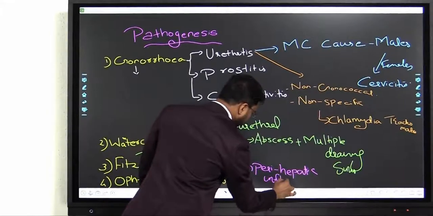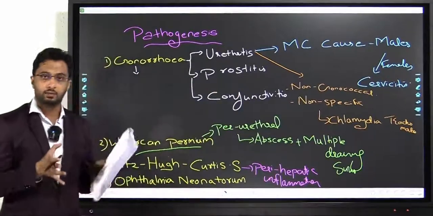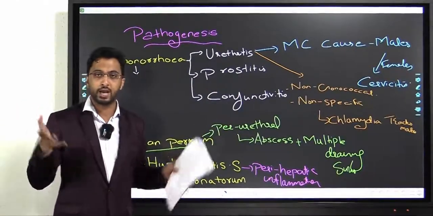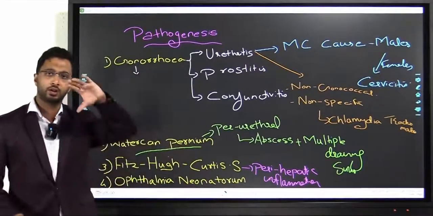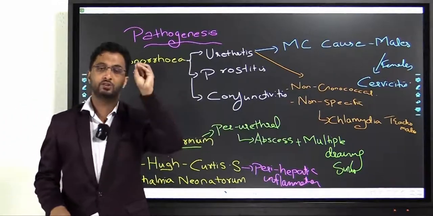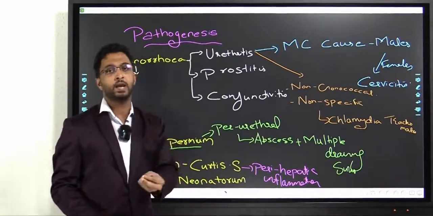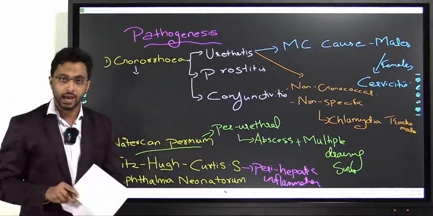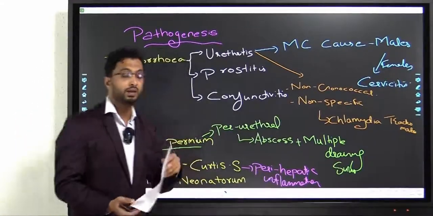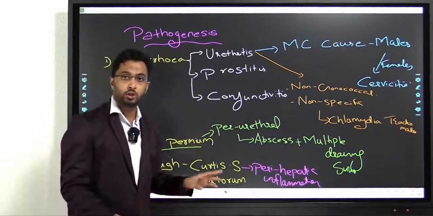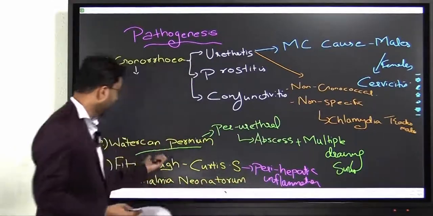Why are they saying perihepatic? Liver is surrounded by a capsule, and the capsule is a part of peritoneum. So the infection is not directly inside the liver, which you call liver parenchyma. It is affecting the liver capsule, which is a part of peritoneum. So it's a perihepatic inflammation with no involvement of parenchyma, but there is involvement of liver capsule. This is called Fitz-Hugh-Curtis syndrome.